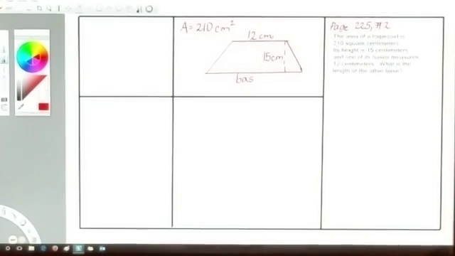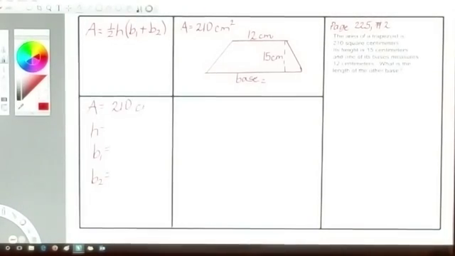So we have been calling this base 2, and I'll just keep calling it that. The formula that you need for this one, A equals 1/2 the height times the sum of the bases. And if you break down that formula, pull out all the variables, I can see the area is 210 square centimeters, height is 15 centimeters, and one of the bases is 12 centimeters. And we want to know base 2.